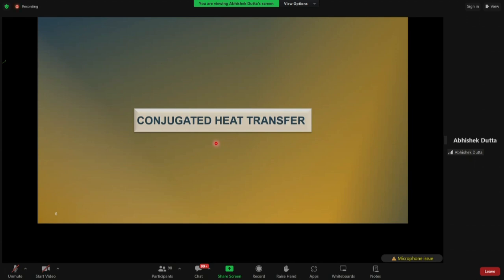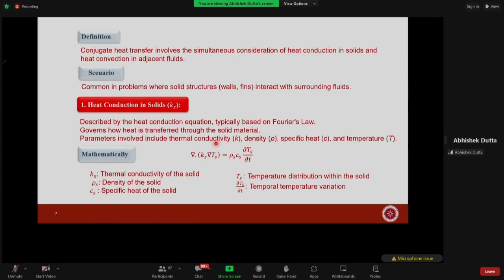So having said this, we are now going into an understanding, as I said, not an in-depth study, of conjugated heat transfer, trying to understand what exactly this means. So we come to the definition. The first thing is to understand what conjugated heat transfer is. Conjugated heat transfer involves the simultaneous consideration of heat conduction in solids and heat convection in adjacent fluids.